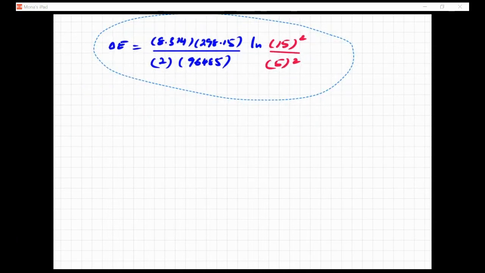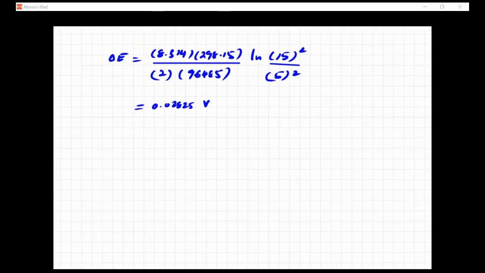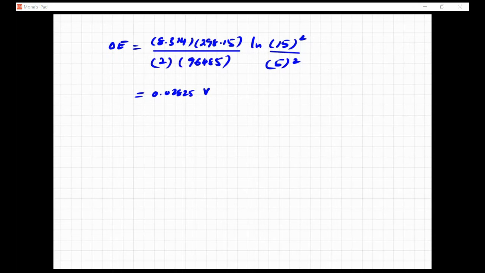Of course, you have to calculate. If you calculate, the answer is going to be 0.02825 volt. So this is it, right? Now this is question 9. Now we can look at other questions.